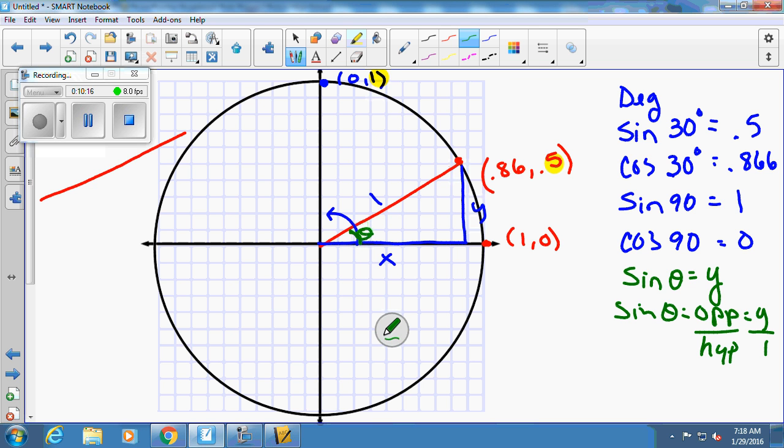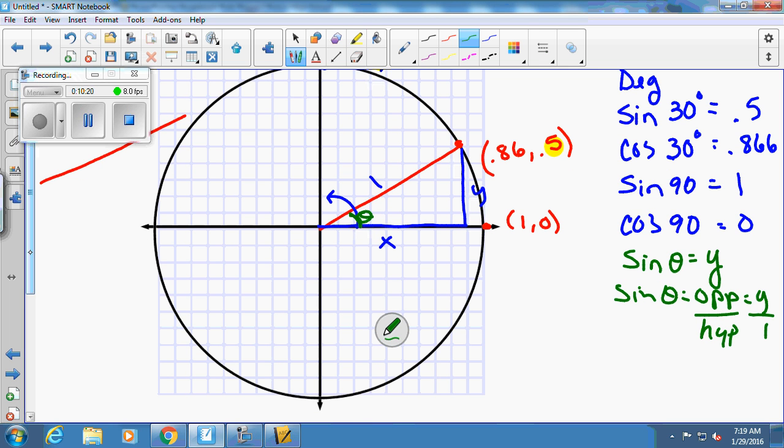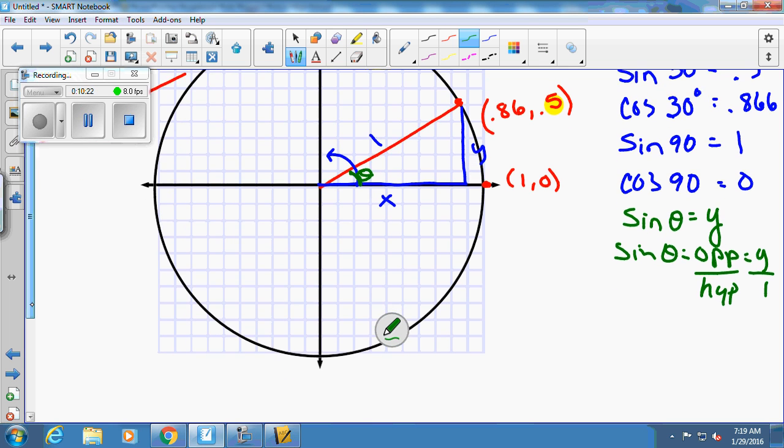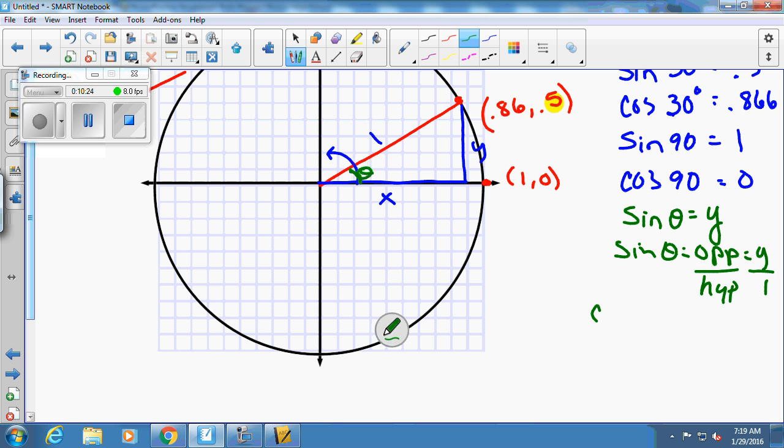Are you clear on that? What do you think the cosine is always going to be equal to? The x. And could we verify that? Yeah, so now cosine of theta.